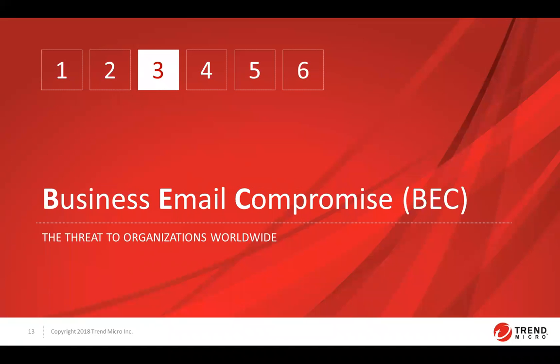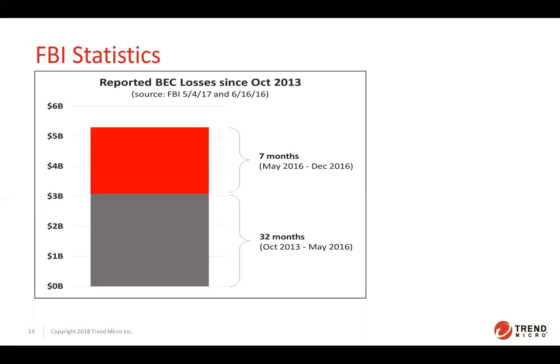Shifting now to the next threat, business email compromise. This is a huge threat that the FBI, if you can see here, has been tracking since 2013. And you can see in 32 months it took to get to just over $3 billion in losses. But in 7 months, it went from $3 billion to over $5 billion. So you can see that the threat actors are kicking in and really launching a lot of attacks with business email compromise.